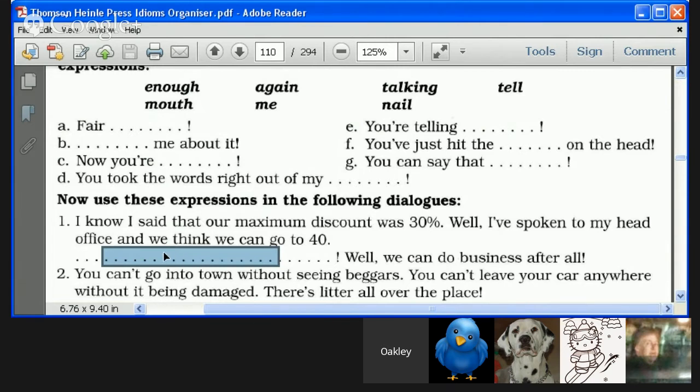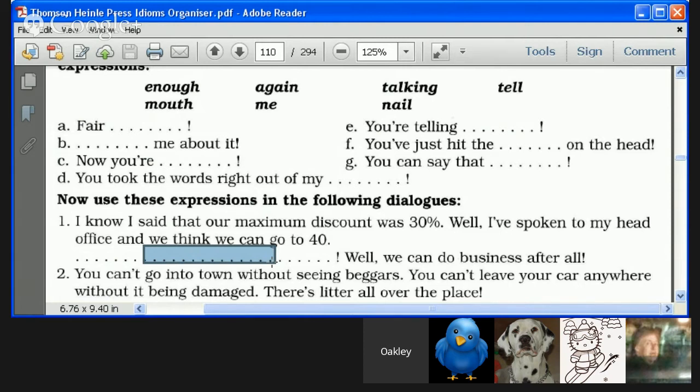If you used A, fair enough. Okay, listen to how I would say it in real life if I was using "fair enough." Fair enough, we can do business after all. Fair enough, okay, that's good enough. It's barely good enough, but it's good enough. It's agreement, and it's possible.